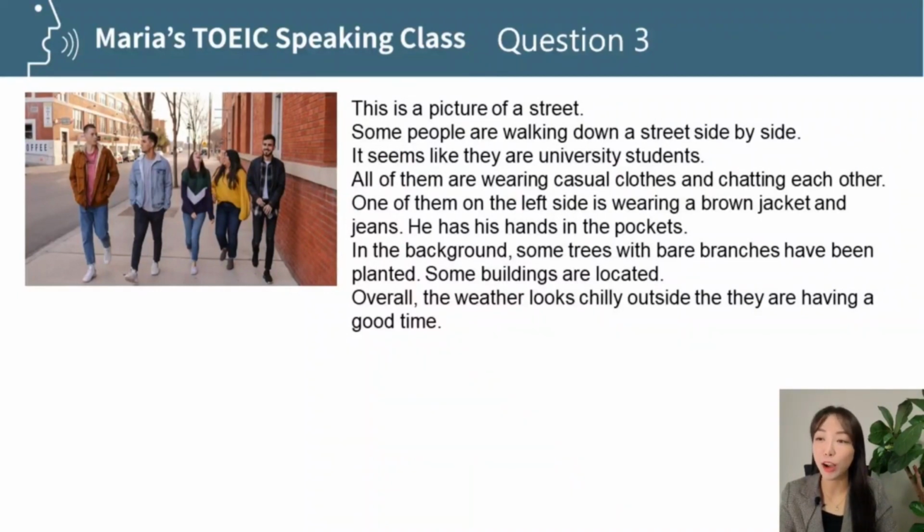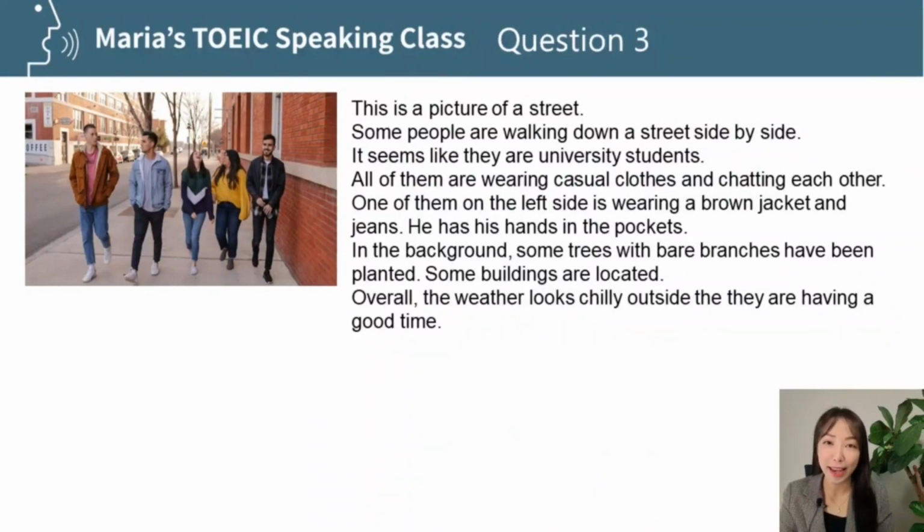서로 잡담을 나누고 있어요. One of them on the left side is wearing a brown jacket, 자, 갈색 자켓, and jeans, 그리고 청바지. He has his hand in a pocket. 자, 주머니에 손을 넣은 상태. In the background, some trees with bare branches have been planted. 자, 나무인데 초록잎이 없습니다. Bare branches. 자, 앙상한 나뭇가지. 이 버전도 연습하세요.